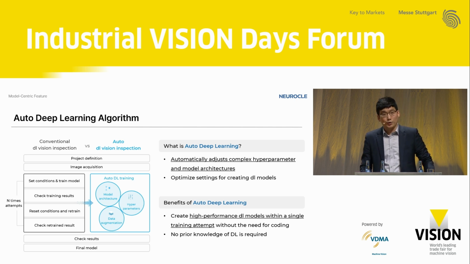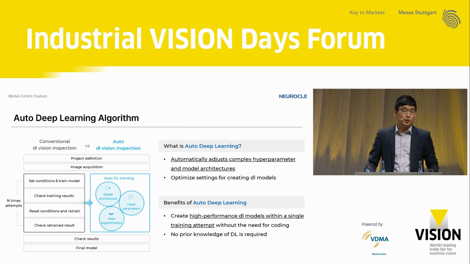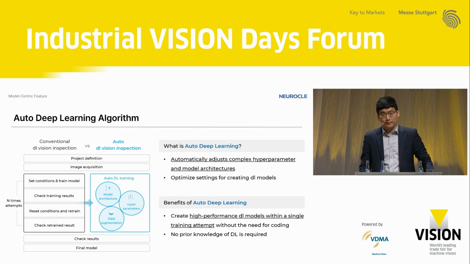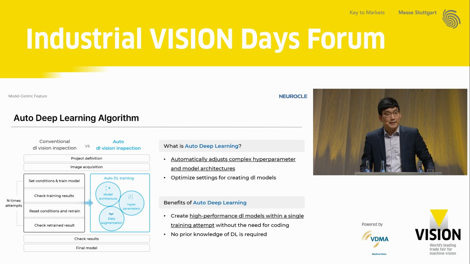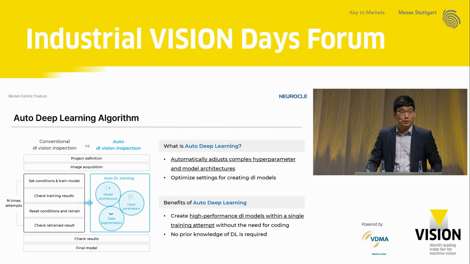Thanks to this auto deep learning algorithm, we can optimize your deep learning model based on your training data so that we can maximize the accuracy of the model. And of course, another good thing is that non-experts of deep learning can easily create the best performing deep learning model because they can just rely on our optimization algorithm.